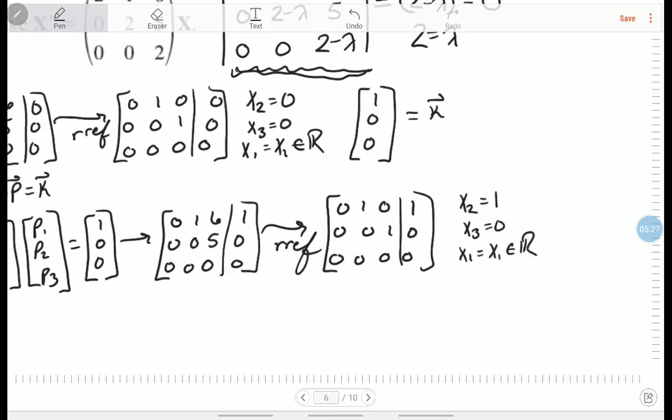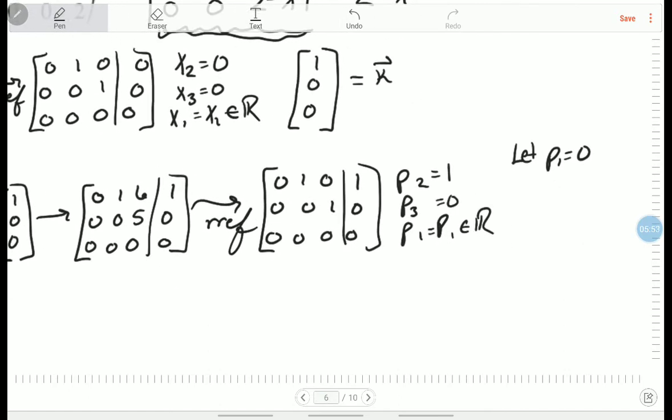So remember, just like before, we can let that be anything. I just realized I'm using the wrong variable. Since we used p's over here, let me change these to be p, which would make this a little bit more consistent with our notation. So let's let p1 be 0. You can pick any number you want for p1, because remember, p1 can be anything. But to be easy, I'm just going to pick 0. So if p1 is 0, p2 is still 1, p3 is still 0. So there's our p vector.